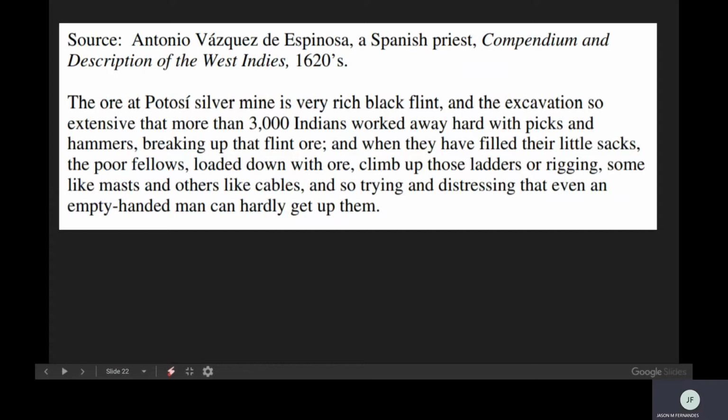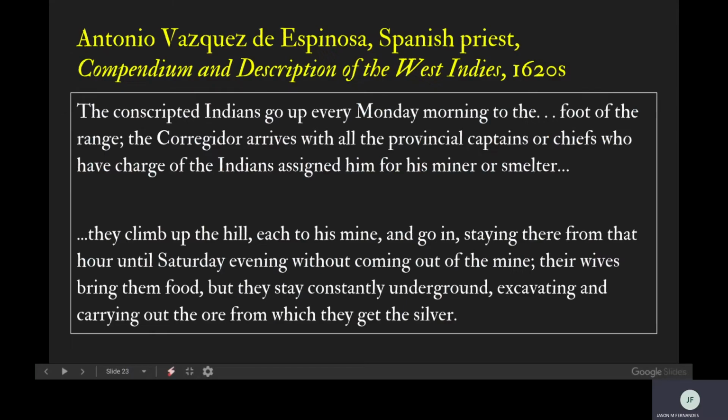And then we also have the perspective of a Spanish priest who is in the Caribbean at this time, right? I'm sorry, in South America at this time, right? Where he's talking about the mines at Potosi in what's today Bolivia. Right? And I have two from him. Okay? So take a second with this one. And then one more.